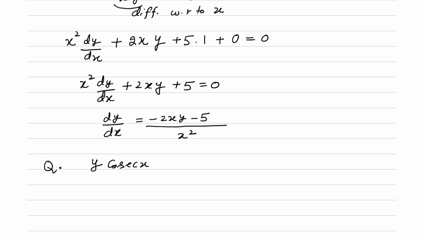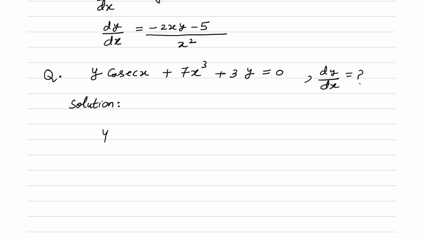Let's find the implicit differentiation of another expression, which is y cosecant x plus 7x cube plus 3y equal to 0. And we have to find dy by dx, which tells us that we have to differentiate this expression with respect to x. Let's write this expression again, which is y cosecant x plus 7x cube plus 3y equal to 0.